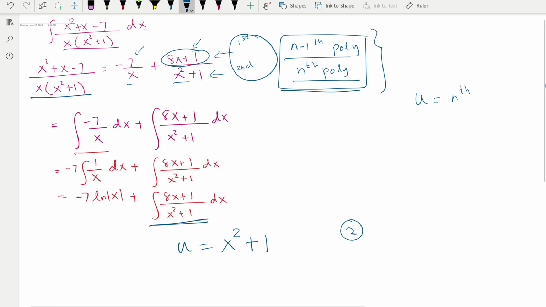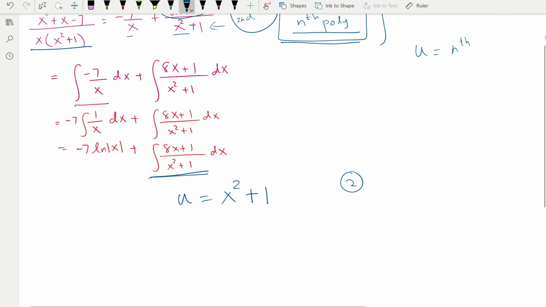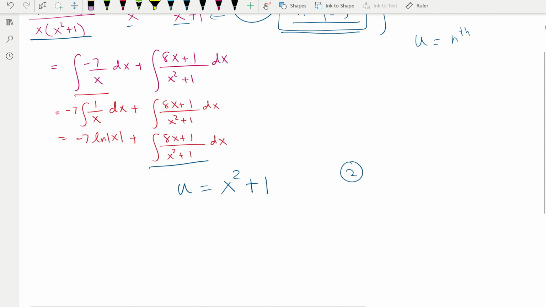So your substitute is always going to be what? The denominator polynomial. Because it's going to be an nth degree polynomial and its derivative is going to be n minus 1, and that's going to be in the numerator. So we know that we can use integration by substitution. Does that make sense? Digest that, because that's not the end of this problem. So we can always choose our u to be x squared plus 1 here.